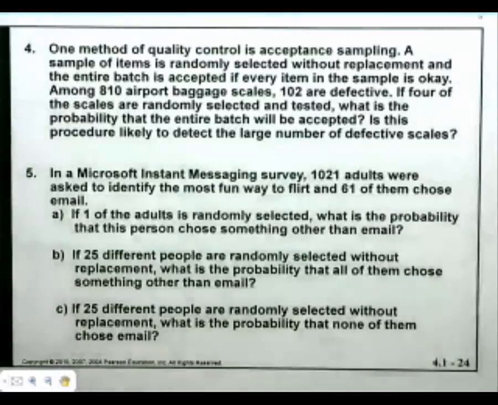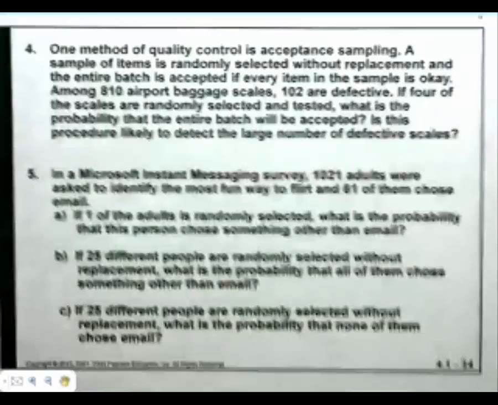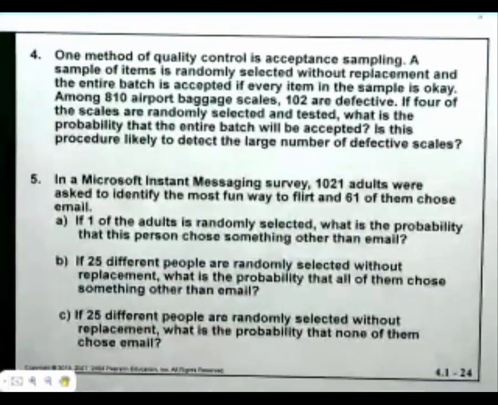The entire batch is accepted if every item in the sample is okay. Now, here we're talking about airport baggage scales. We know that out of 810, 102 are defective. We want to find the probability that if we reach in, grab 4 of those scales, we're going to accept the whole batch.